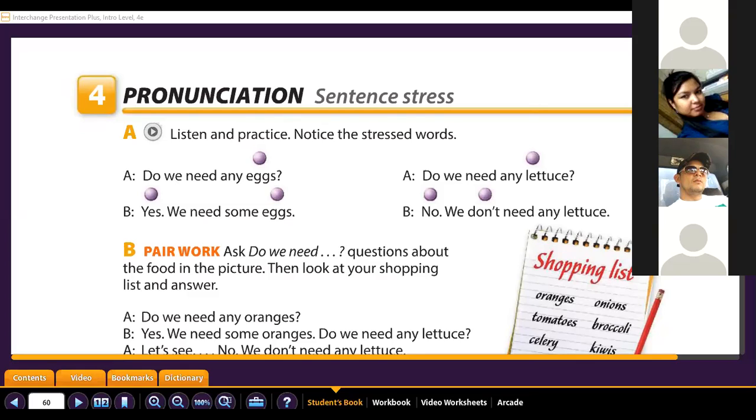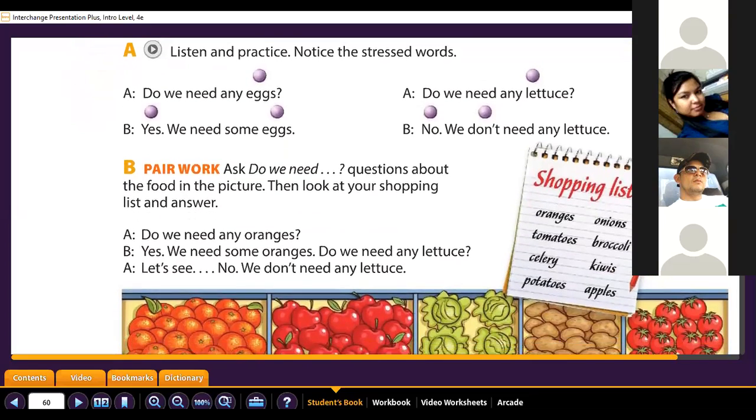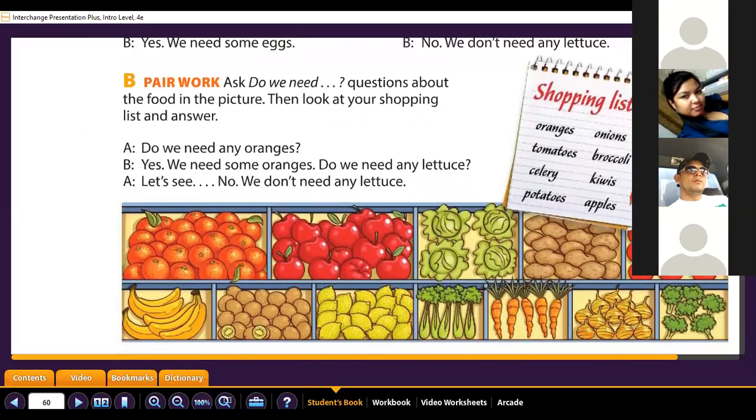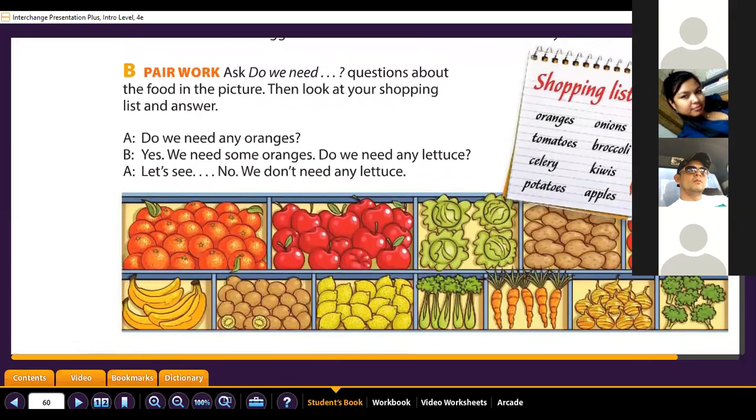Okay, good. This is just, as you see, the important words are stressed. In this exercise, you will take turns and ask, do we need, and questions about the food in the picture, then look at the shopping list and answer. The shopping list includes the things that you need.